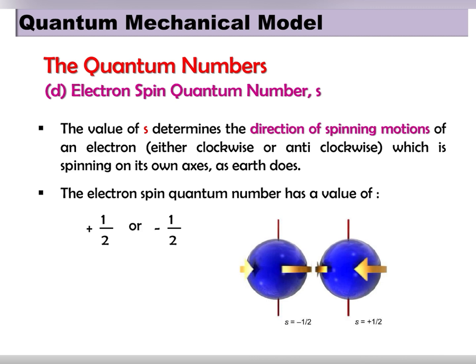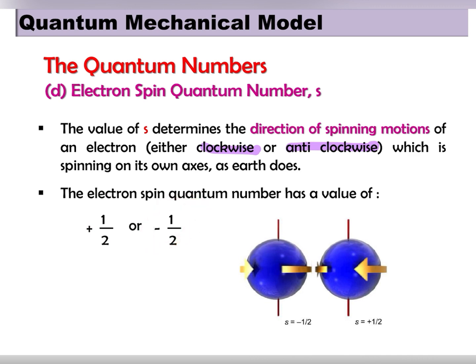Last one is the electron spin quantum number, note by S. Okay, so the value of S determine the direction of the spinning motion of an electron. It is either clockwise ataupun anti-clockwise, which is the spinning on its own axis. Okay, samalah macam bumi. Bumi ada axis, so dia berputar pada axis dia. And the electron spin quantum number hanya ada value positive half ataupun negative half.